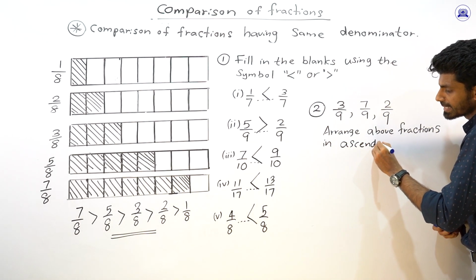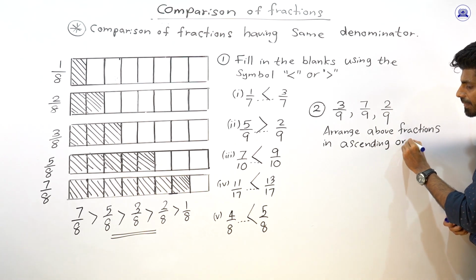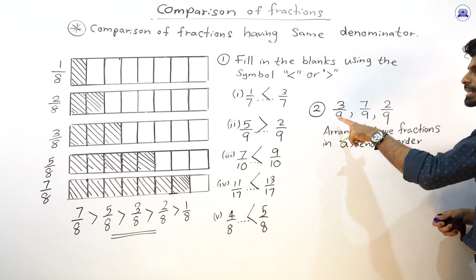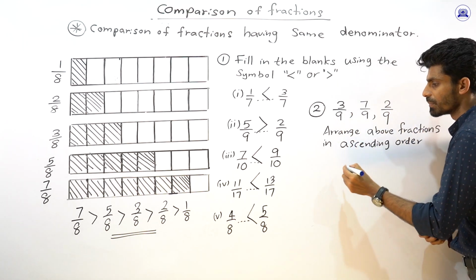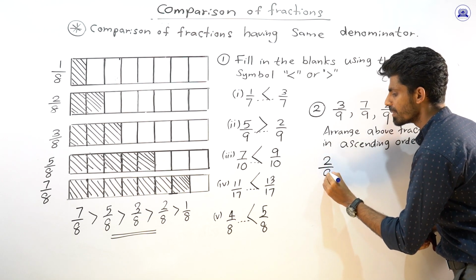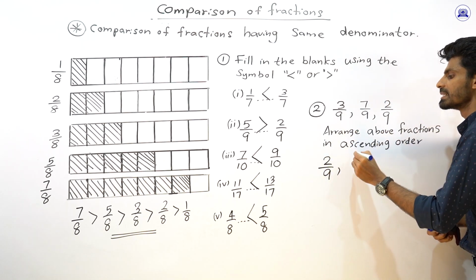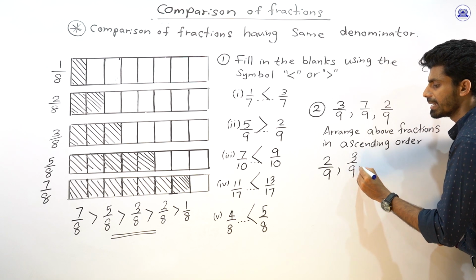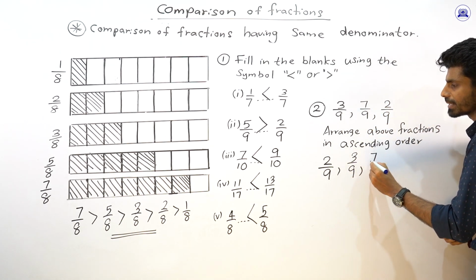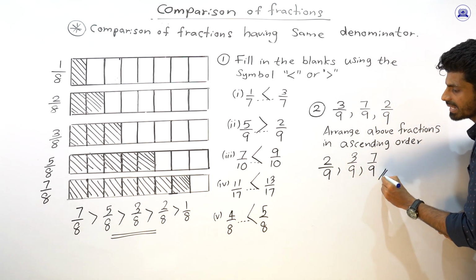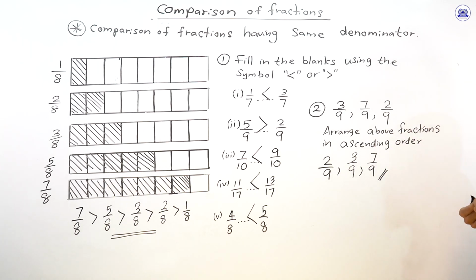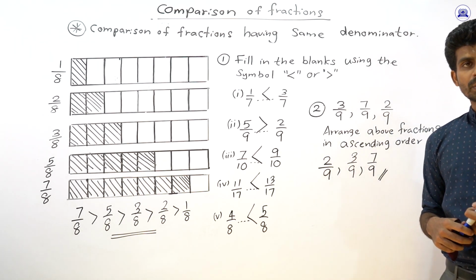Right, in ascending order. Arrange the above fractions in ascending order. So which one is the smallest one? 2 over 9, then 3 over 9, then 7 over 9. Very easy.